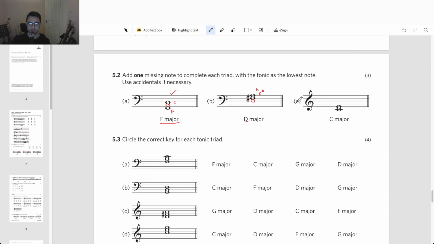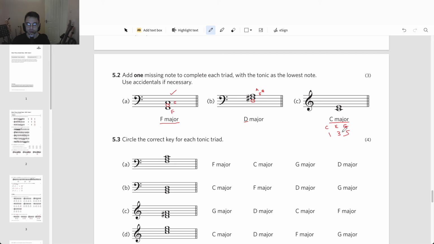Question C, we are now in the treble clef, and they want us to write a C major triad. So what are the notes that we need to make a C major triad? Remember, we want notes 1, 3, and 5 in the scale. The first note's going to be C. The third note is C, D, E, 1, 2, 3. E. That's our third note. Fifth note in the scale of C major, C, D, E, F, G, 1, 2, 3, 4, 5. So it's G. C, E, G.